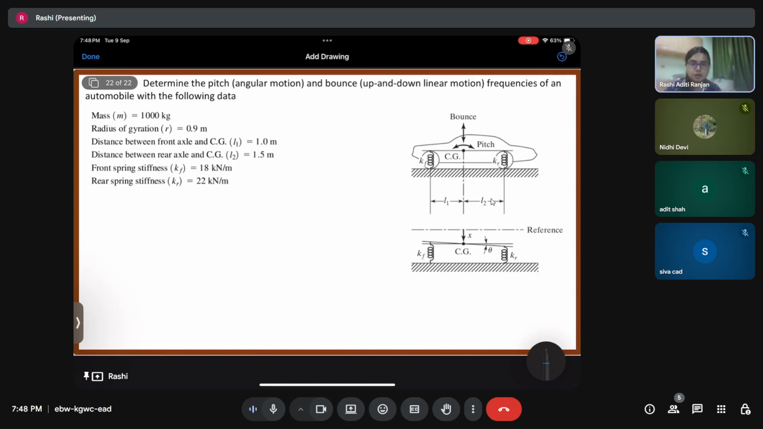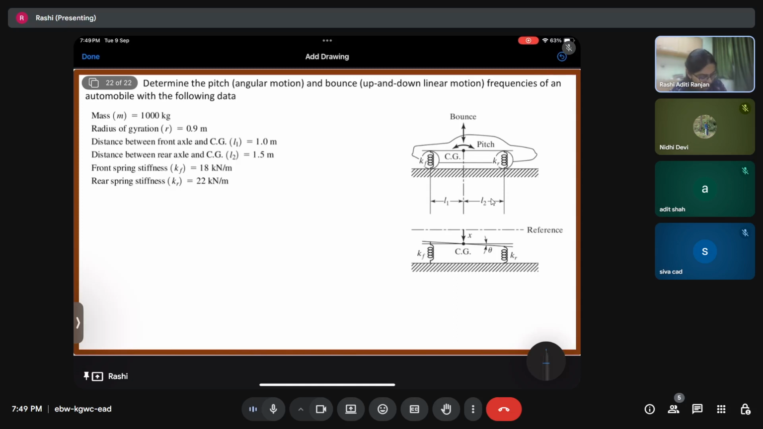One is the translation or bounce motion in the vertical direction, and the second one is the pitch, which is the rotational motion. That mass only is showing the effect, one in terms of the mass itself and the second in terms of inertia. So we are going to have a 2 degree of freedom system, and hence we'll have two natural frequencies. Now for this system, we have an equation that we can use directly, but I'll go through some basics of that equation.